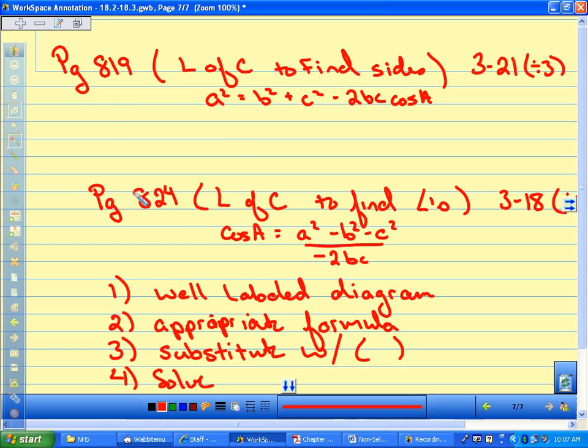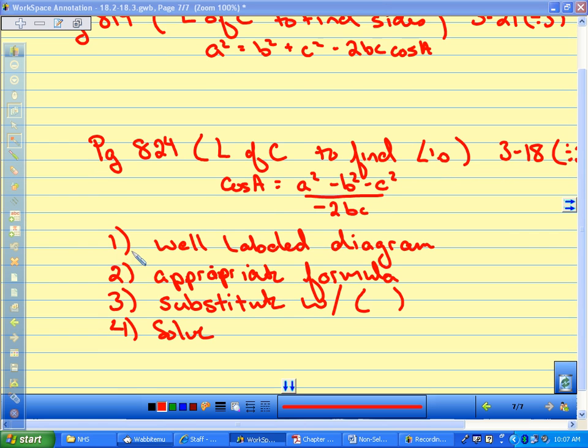So here are the two assignments then. Page 819 is just law of cosines to find a side. And then 824 is law of cosines to find the angles. Okay, so up here you're using the A squared equals formula. Down here you're using the cosine A equals formula. What do I need to see on all of these problems? Well-labeled diagram, appropriate formula, substituting with parentheses, and then solve it down. Make sure you've got those four things on all of your assignments.